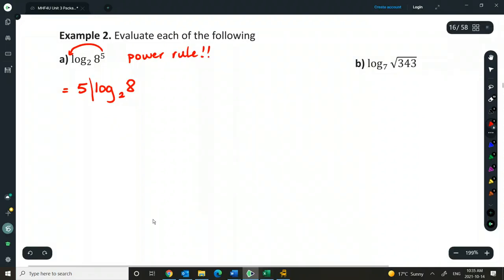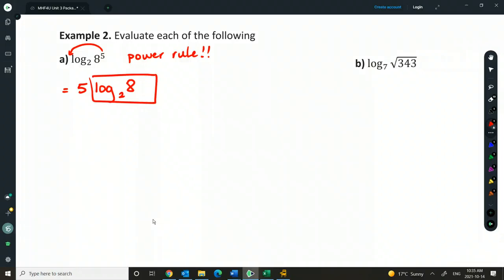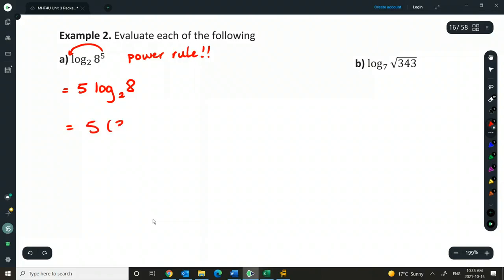And does anyone remember what this is asking me? Log base 2 of 8. What is the question that this is asking? Keaton? Is it what to the power of 2 equals 8? Close. It's 2 to the power what equals 8. But I think that's what you were trying to say. So 2 to what exponent equals 8? 3. So that's the answer to the logarithm. So this will be 5 times 3.